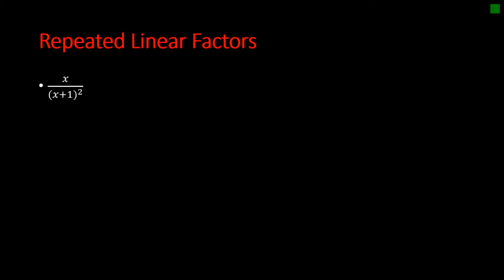In this case, we have repeated linear factors. We have x divided by x plus 1, that whole quantity squared. This is linear because of the x plus 1. It's repeated because of that power of 2. So what we're going to have to do is start with the first power of x plus 1, and then write another fraction with a denominator of x plus 1 squared. So what this means is that you have to account for all powers.